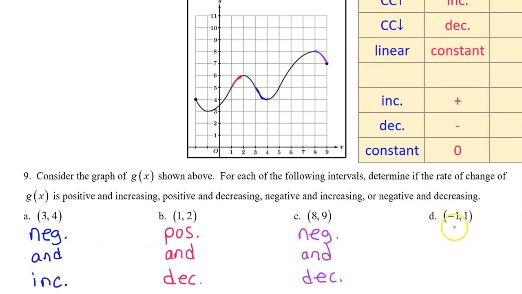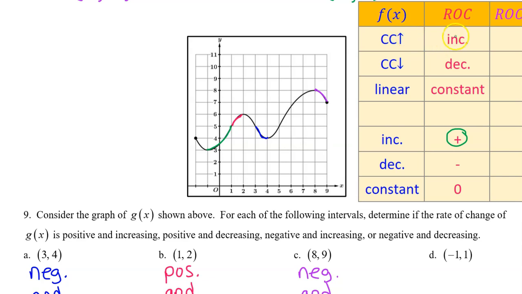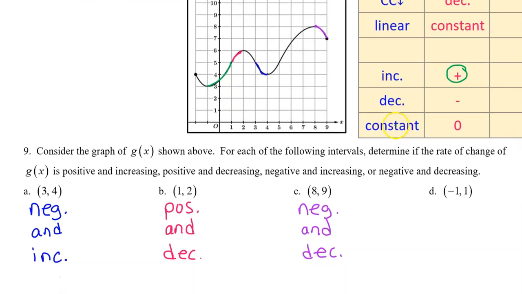Finally, let's look at the interval from -1 to +1. So that's going to be from here to here. Clearly, g of x is increasing, which means the rate of change is positive. And this green portion of the graph is concave up. Therefore, the rate of change will be increasing. So this is a part of the graph where the rate of change is positive and increasing.